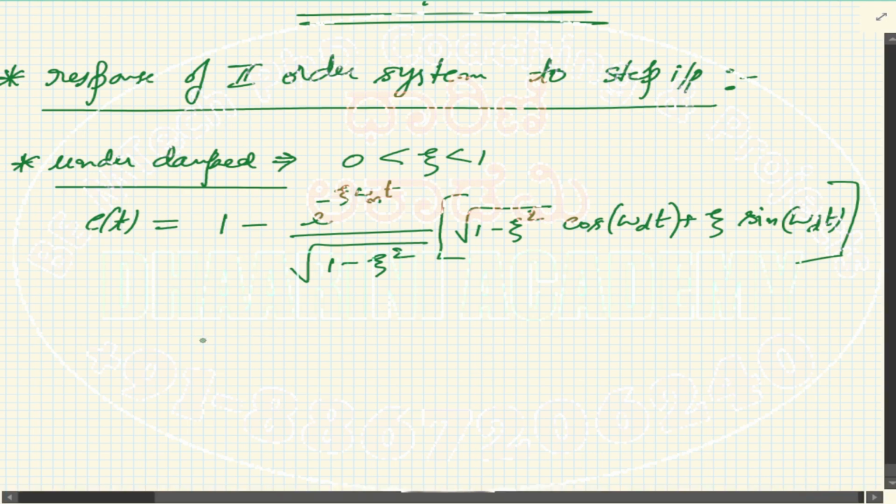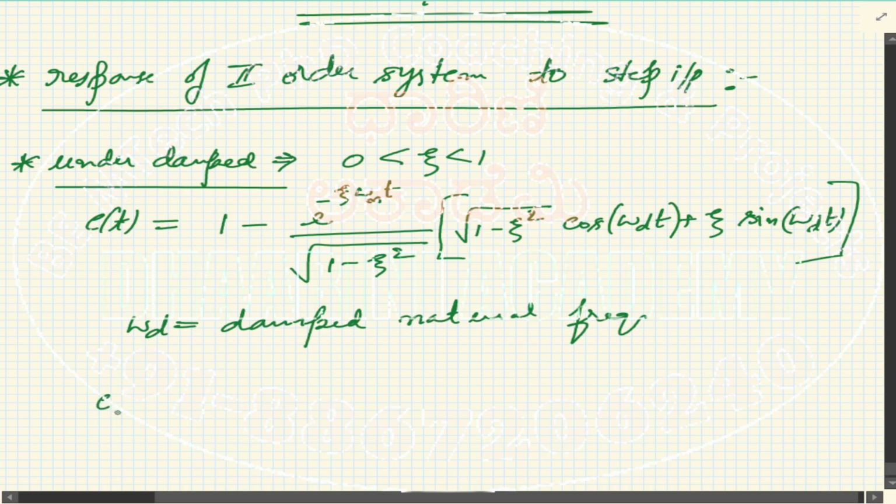Now here we are defining a new term called omega d. Okay, omega n is known, zeta is known to us, right? So what is omega d? Omega d is called the damped natural frequency of the system, whereas omega n is undamped. Right. Now, actually, some other textbooks might give the same equation in a different format.